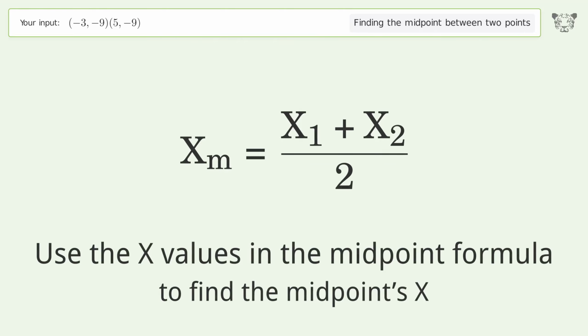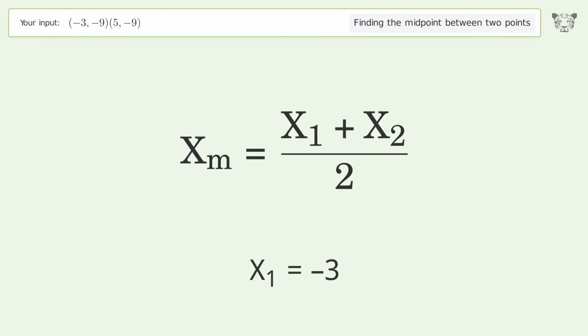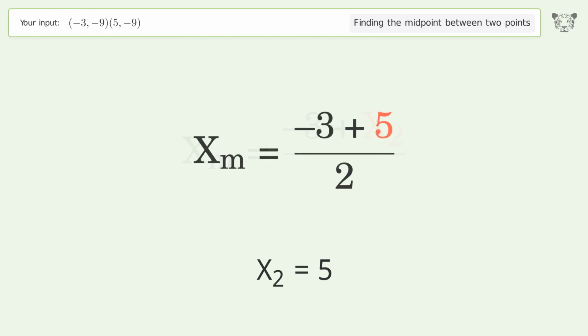Use the x values in the midpoint formula to find the midpoint's x. x1 equals -3. x2 equals 5. Simplify the arithmetic.